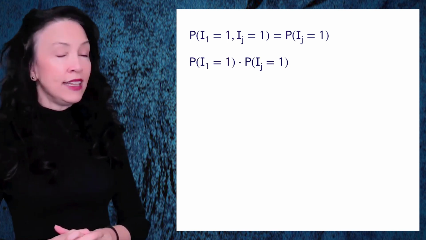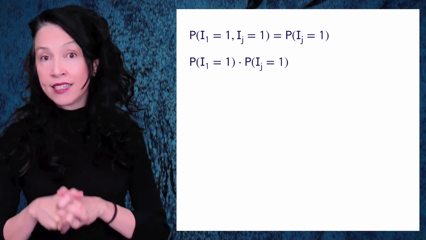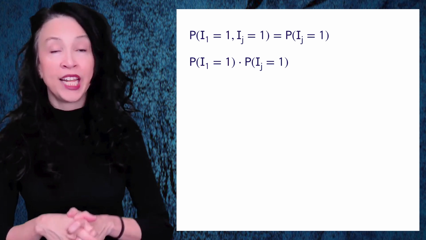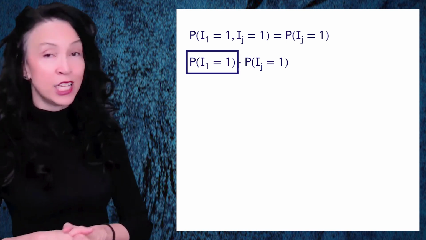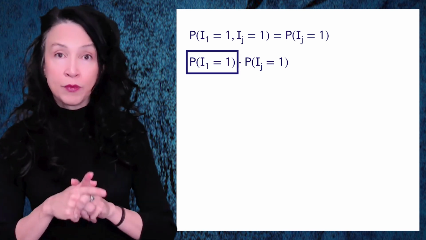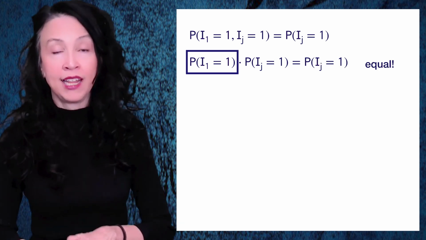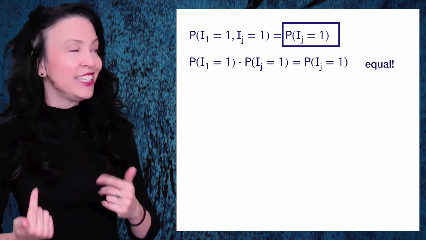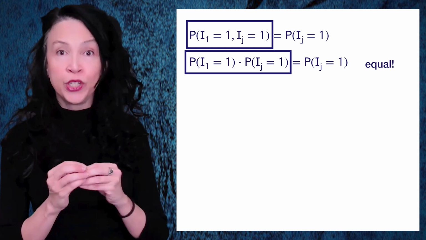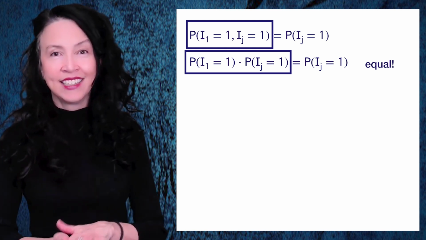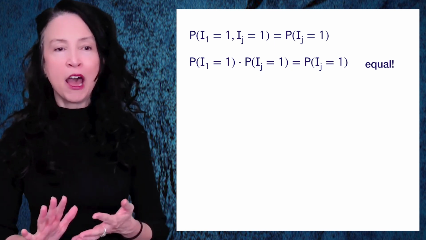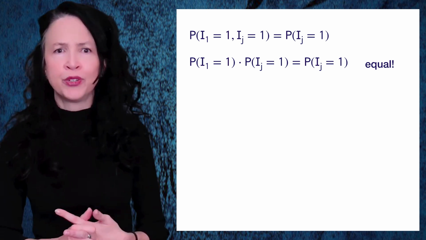On the other hand, the probability that I sub 1 is 1 times the probability that I sub j is 1. This one has probability 1. So this product is also the probability that I sub j is 1. This is equal to this, so we do have that factoring. I said I wasn't going to do them all, and I'm certainly not, but that was a really special case here.